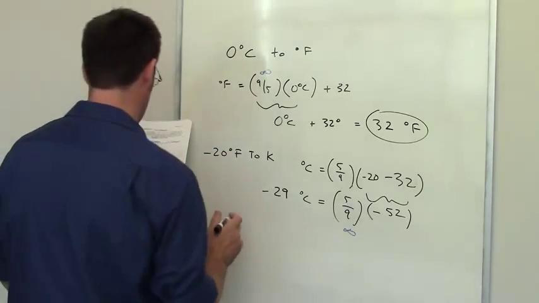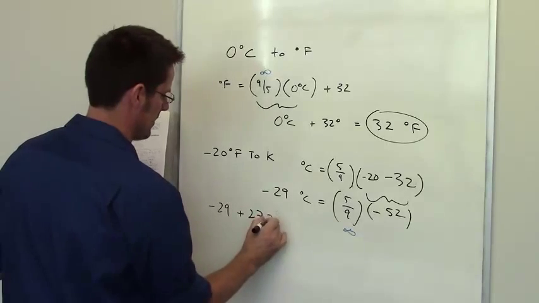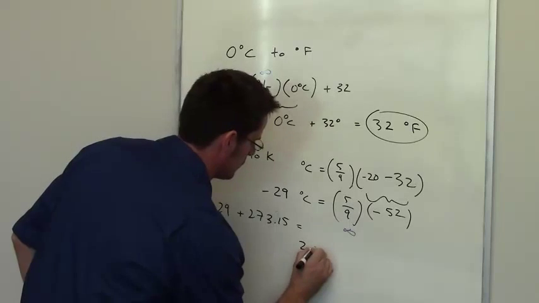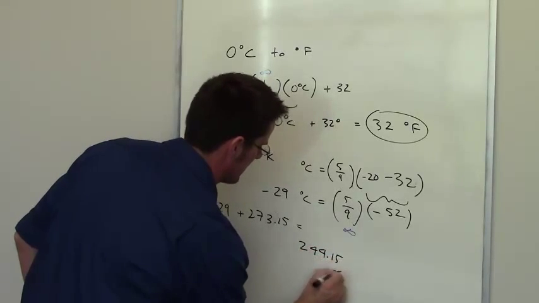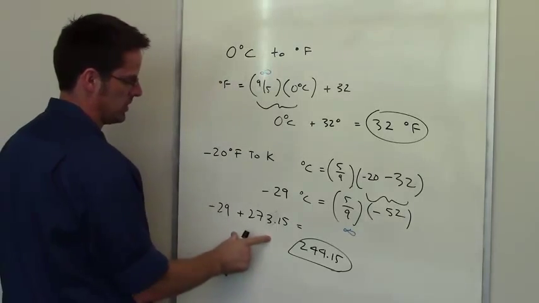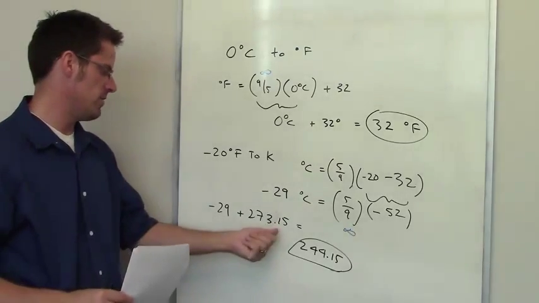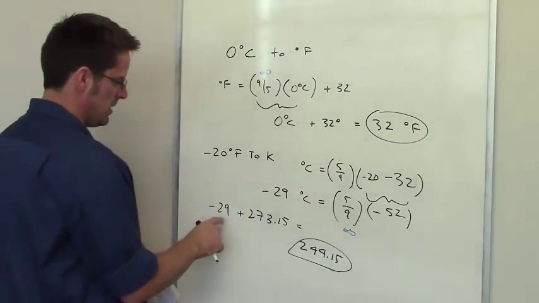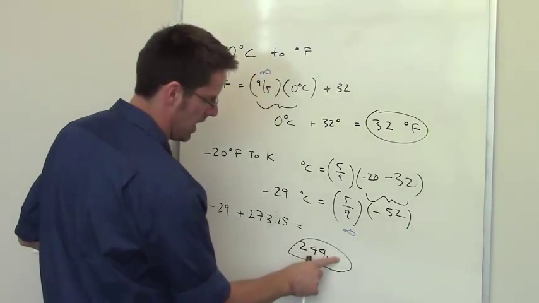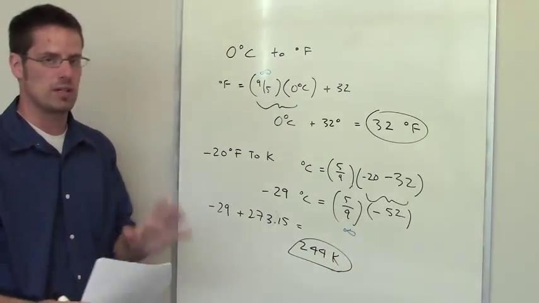At this point, I now convert the negative 29 to kelvins by adding 273.15. When I do that, I end up getting a final answer of 244.15. Because this is an addition-subtraction question, my answer must not have any more decimals than the value that had the fewest number of decimals. This value right here has no decimals, which means that my final answer should not have any decimals, and that would be the correct answer, 244 kelvins.